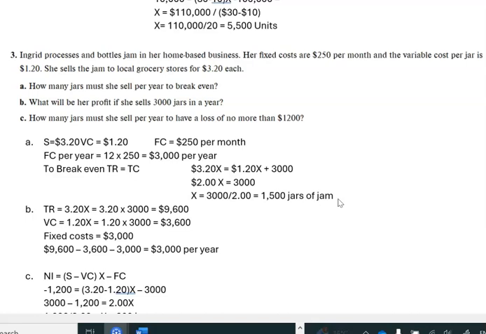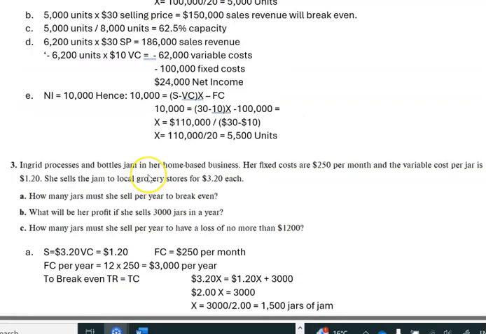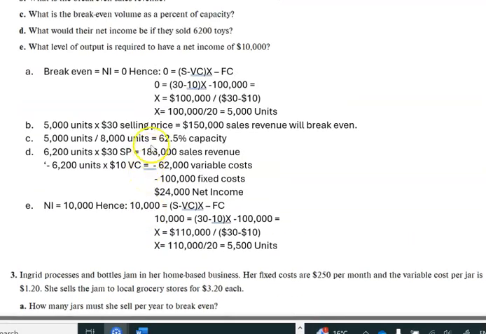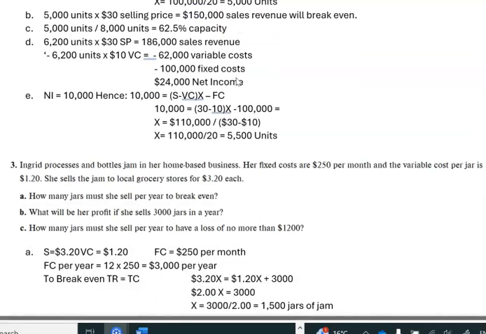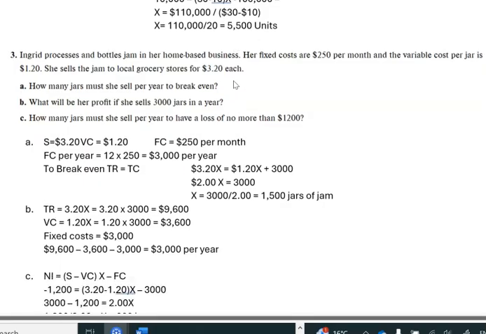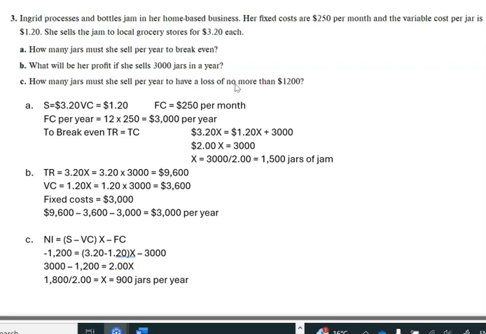Okay. But again, you can do different formulas, right? To break even, total revenue equals total cost. But up here, we used a different formula. Okay, so break even or net income of 0 equals selling minus variable multiplied by X minus fixed cost. It's the same thing. It's just a different format of the formula, but it's the exact same thing, okay?